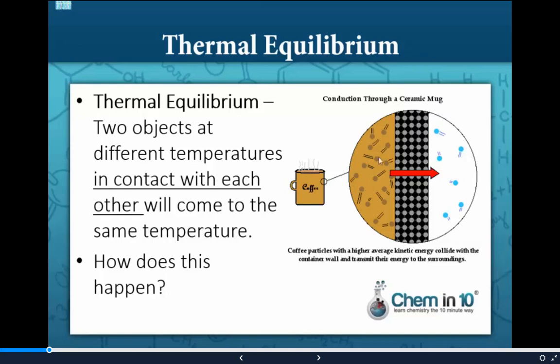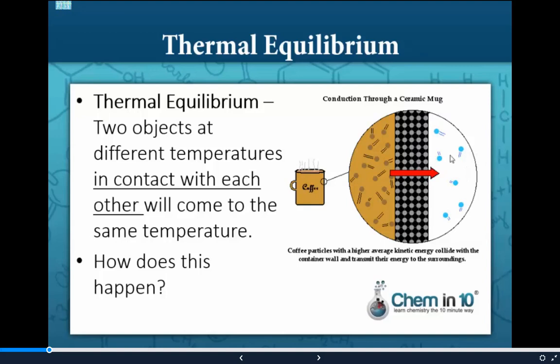What happens is that because of the large kinetic energy of the molecules in the coffee, they hit the wall of the coffee mug pretty frequently. When they hit the wall of the coffee mug, they transfer some of their kinetic energy to the molecules in the ceramic mug, so they're going to be vibrating more. And what happens is the molecules in the vibrating mug, the kinetic energy of those molecules, hit molecules outside in the air, transferring their kinetic energy to molecules in the air.